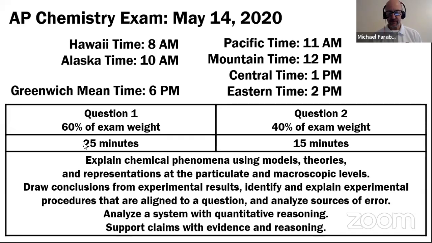There are 2 free response questions on the AP Chemistry exam. The first one will count for 60% of the exam weight and last 25 minutes. And the second question will count for 40% of the exam weight and will be 15 minutes. And you can see here on the screen: explain chemical phenomena using models, theories, representations at the particulate and macroscopic levels, draw conclusions from experimental results, identify and explain experimental procedures that are aligned to a question, and analyze sources of error. So a lot of analysis. And so again, hopefully today's lesson will help you practice those skills.